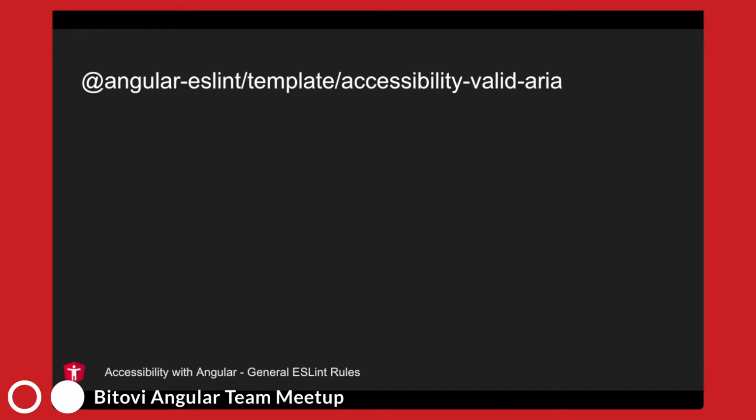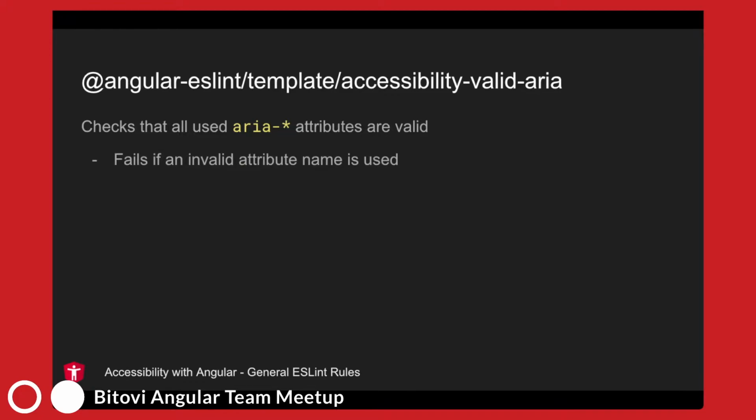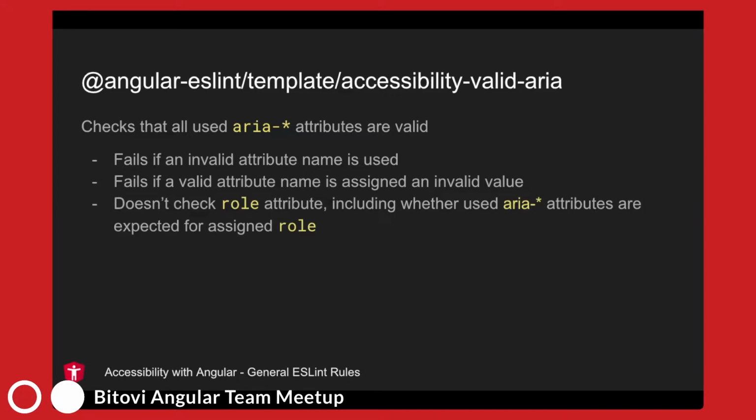So looking at this rule, this will check to make sure your ARIA attributes are valid, and it will fail if an invalid attribute name is used or if an invalid value is used with a valid name. However, it doesn't check the role attribute, and this includes the rule does not care whether you are using a valid ARIA role or ARIA attribute with a valid ARIA value on an element with a role that has no connection to that attribute. So something to keep in mind.